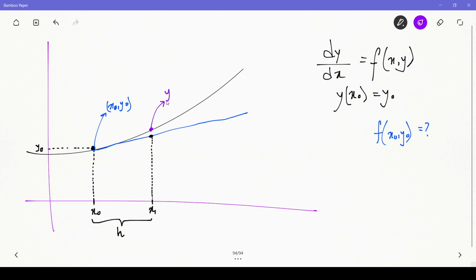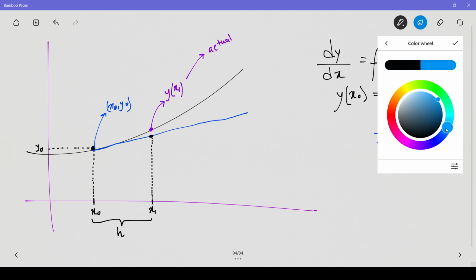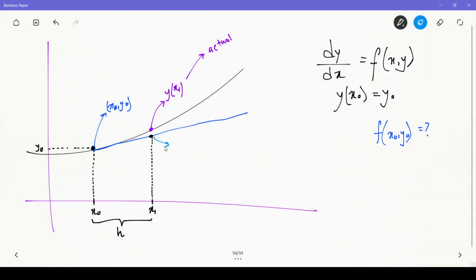So we call this the functional value, the dependent variable's value at the point x1. This is the actual value, right? And what we got here is more of a predicted value. So we denote it as y1, and this is our predicted value. Fine. So now that we know the actual value and the predicted value, we can see a disparity between them.